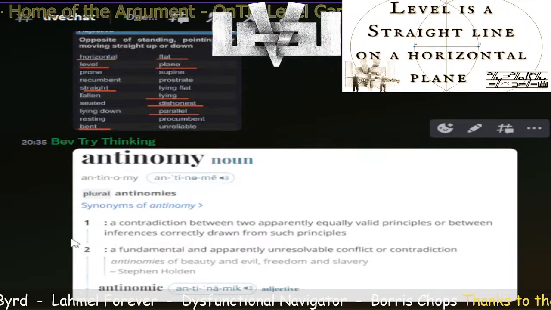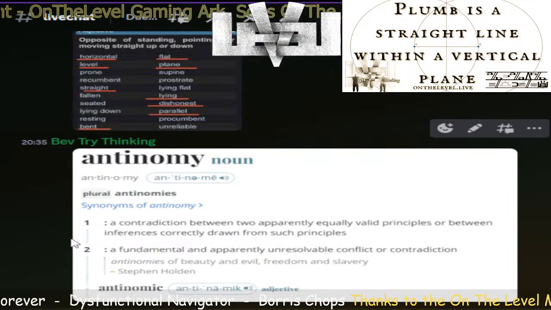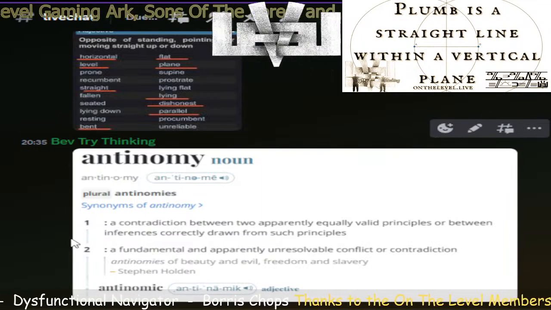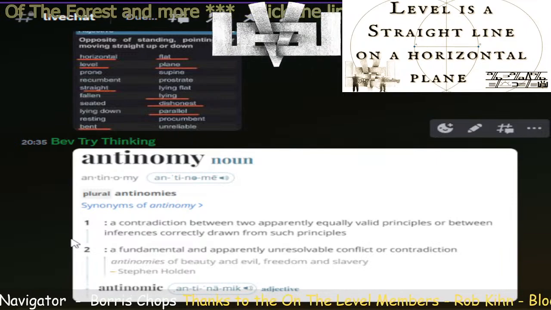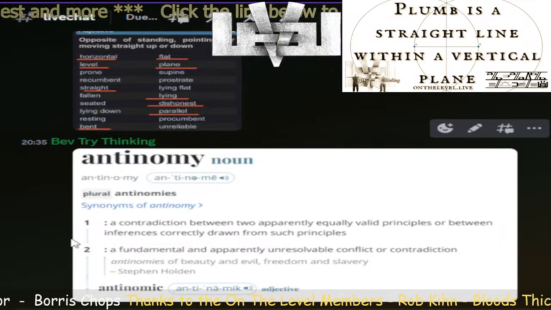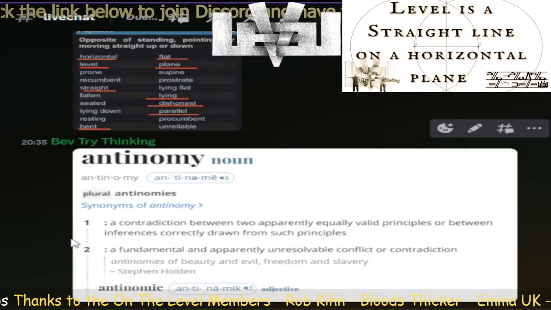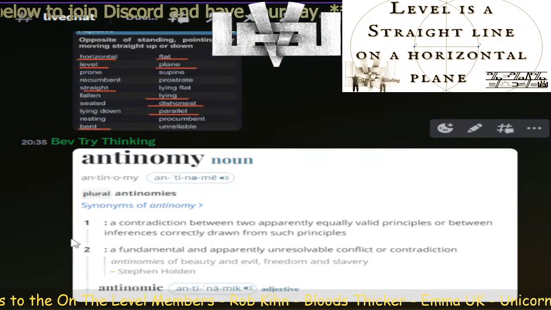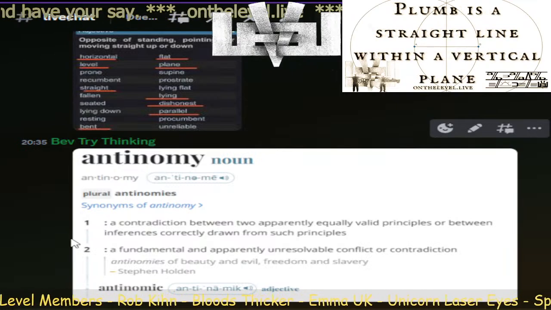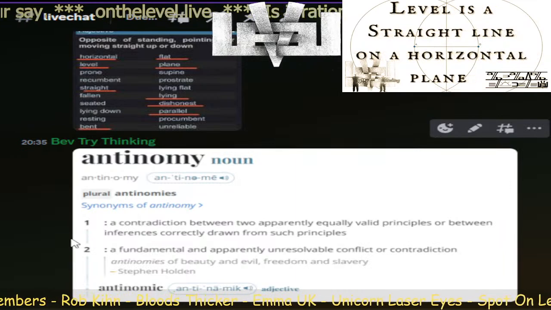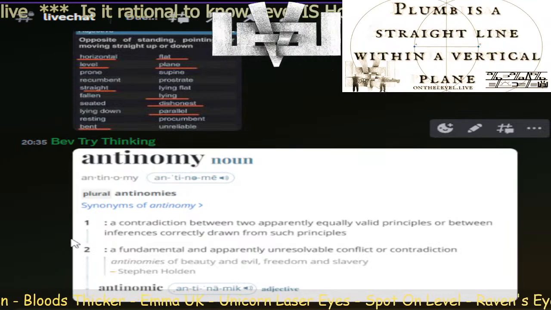It says, number 2, a fundamental and apparently unresolvable conflict or contradiction. Unresolvable, Adam, that's what you've got. This is why it's turned into an antinomy. You cannot see a way to resolve it other than to just keep saying the same thing that you've said. Like, it does say that there's synonyms in the dictionary. It does. But the implications of that mean that vertical is an antonym.